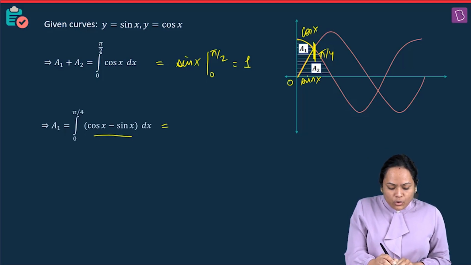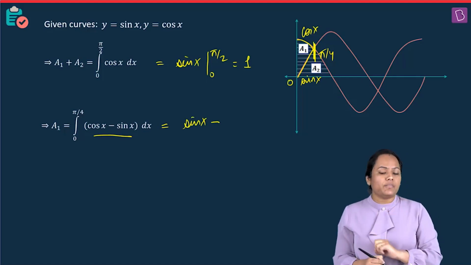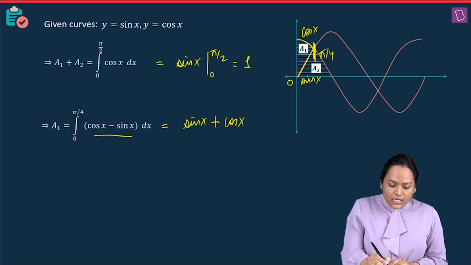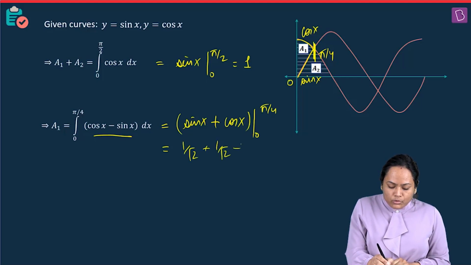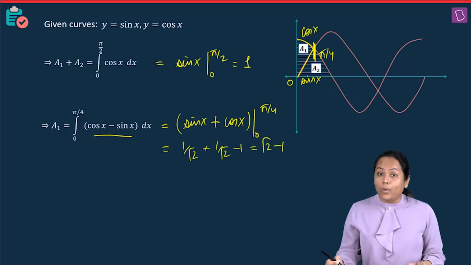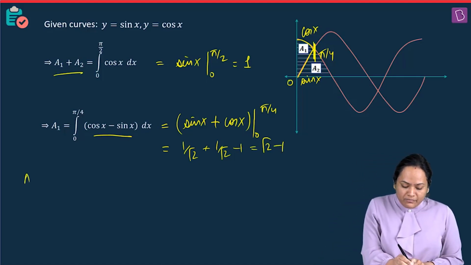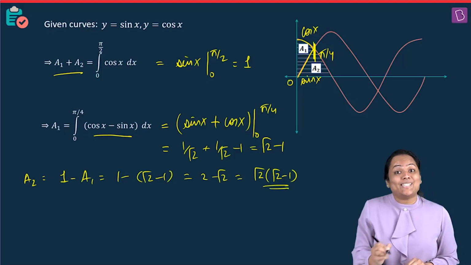So when I solve this out, you already know the integration of cos x is sine x, minus the integration of sine x, which is going to give me minus cos x, which is going to give me plus, and the limits are from 0 to pi by 4. So when I put the values here, it's going to give me 1 by root 2 plus 1 by root 2 minus 1, that is root 2 minus 1. Okay, so now I have my A1 with me. I have A1 plus A2 with me. Definitely I can find A2, which will be 1 minus A1. That is 1 minus of root 2 minus 1. That is 2 minus root 2, which can be written as root 2 times root 2 minus 1.